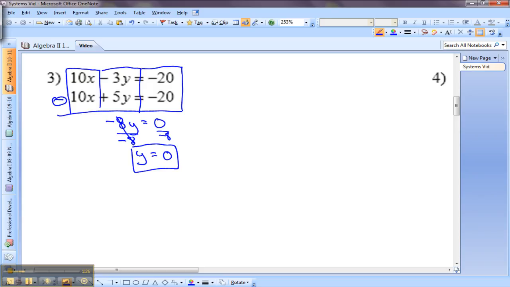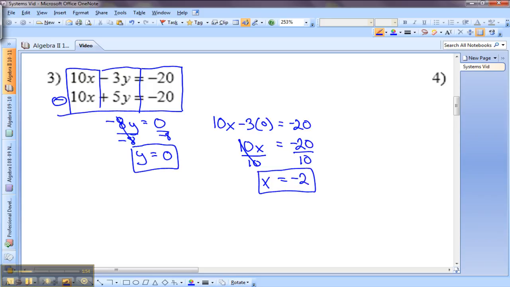To find the corresponding x value, we substitute that y value back into either of the equations. I will use the first one. 10x minus 3 times 0 equals negative 20. Simplifying, we get 10x equals negative 20, and then we can divide both sides by 10. We find out x equals negative 2. So our x value is negative 2, our y value is 0. As an ordered pair, we can write negative 2, comma, 0.